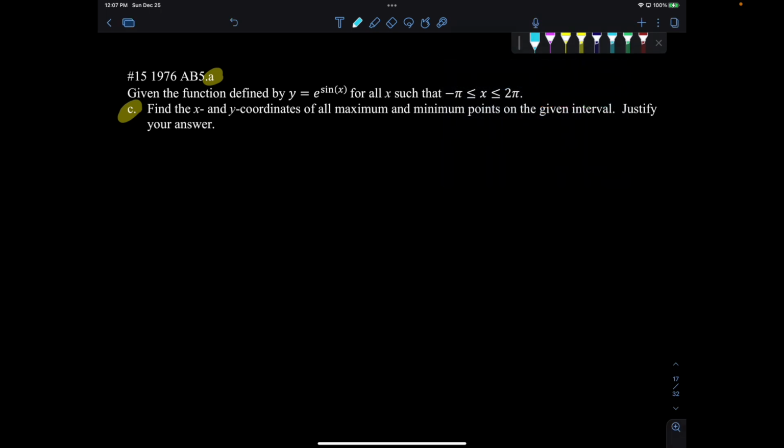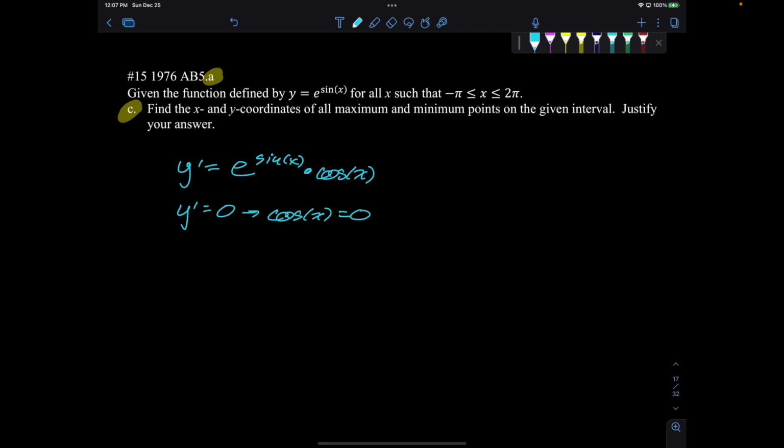So I don't know if I need to distinguish them or if I can just find them, but let's start off with the derivative because that would be how we find maximums and minimums. So y prime is e to the sine of x times the derivative of sine, which is cosine. Y prime equals 0. So e to the sine of x is never 0, so you don't need to worry about it. So really this just means that cosine of x is 0.